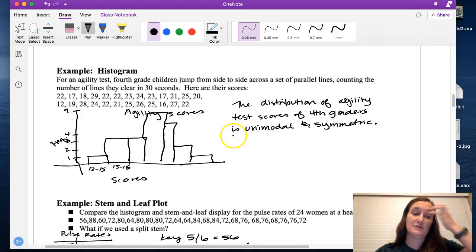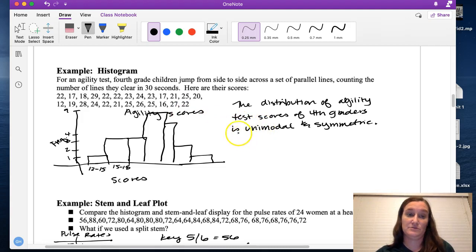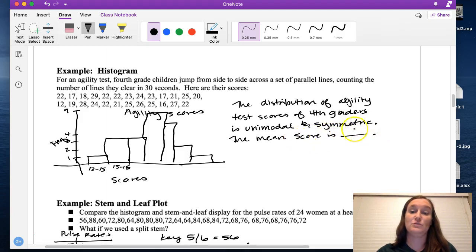Then we want to say the measure of center. So ideally, I would actually calculate the mean, but I don't want to take the time to do that because these videos get so long. So I'm going to say the mean score is blah, and we would ideally calculate it. You want a number here though. You don't want a range of numbers, you want a number.